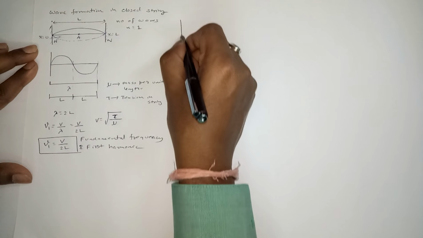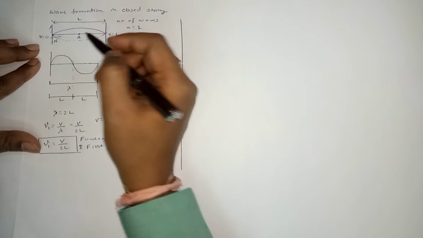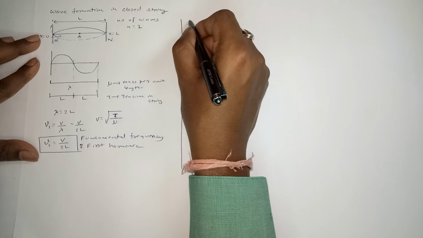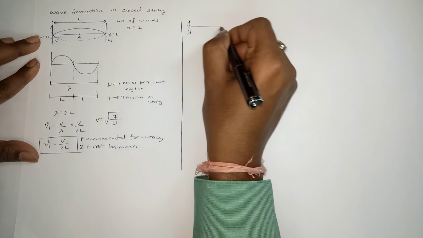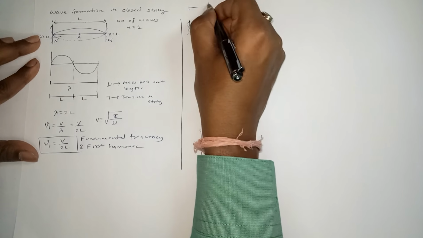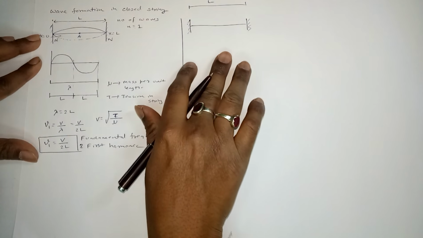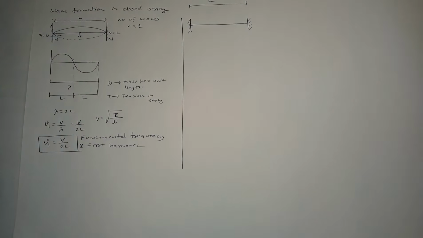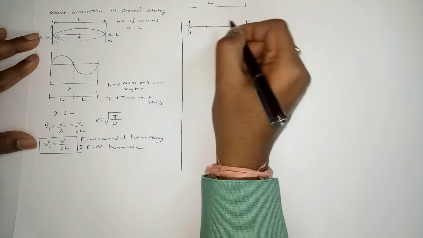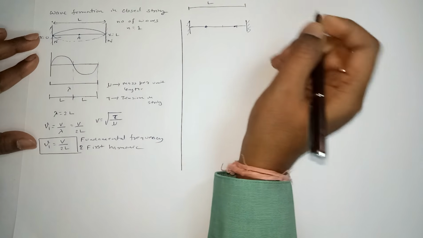Now let's see another case. In the previous case, this string was plucked once. Now in the following case there is the same string stretched between two rigid ends, and the length of the string is also L. But we will pluck this string at 2 points. In the earlier case we plucked it at 1 point, now we will be plucking it at 2 points. The possible points of plucking will be this point and this point.